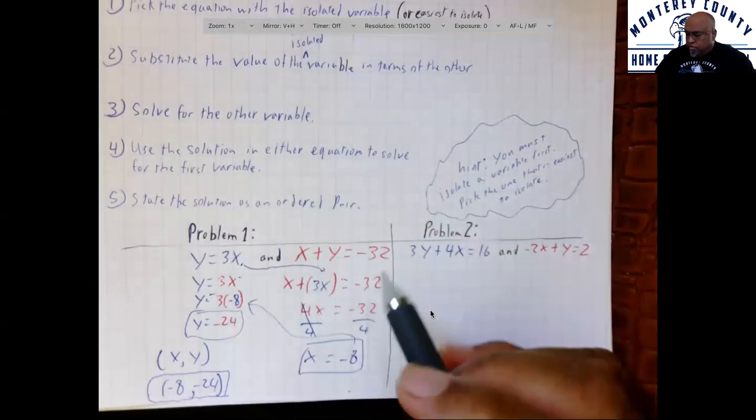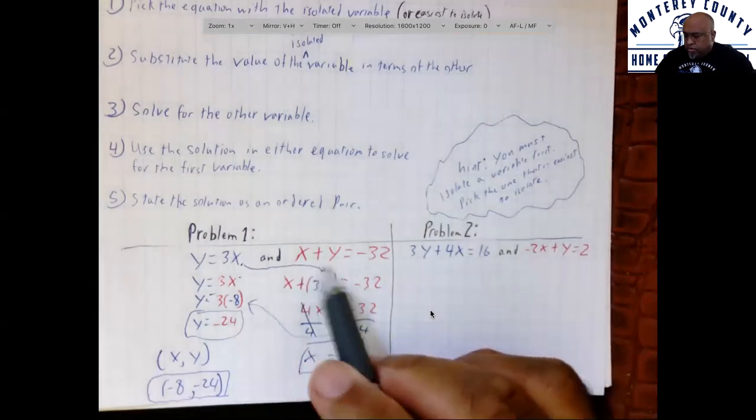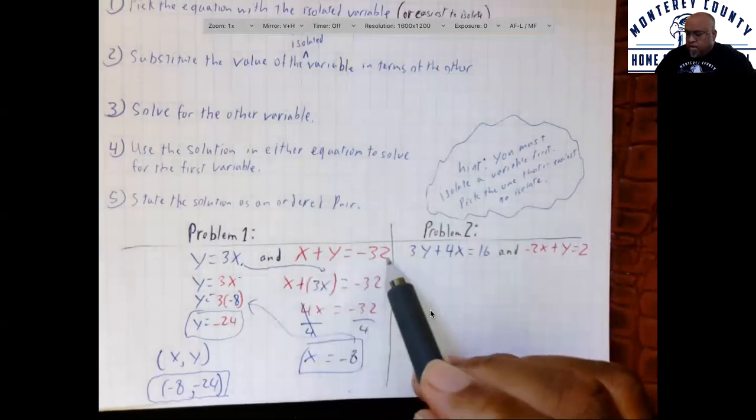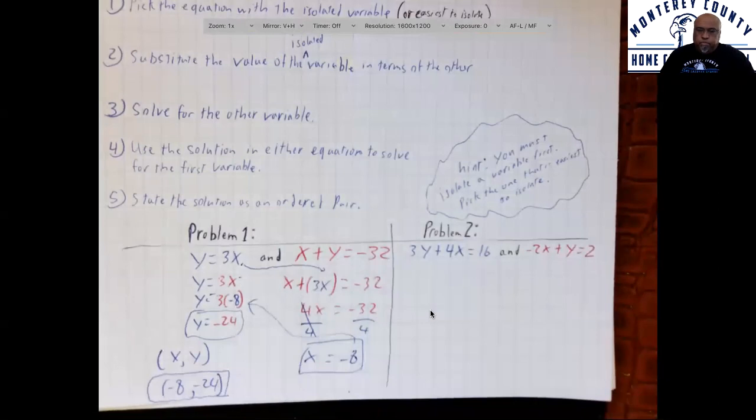Okay, and I can show you, I don't want to do the whole thing, but if I had negative 8 plus y equals negative 32, I would add negative 8 to both sides. Negative 8 from negative 32 would raise it up to negative 24, which is its value. Okay? Now, then after I solve that, I substitute it into the first equation, or to either equation, and then I get the value of the y. And then I state it as an ordered pair.